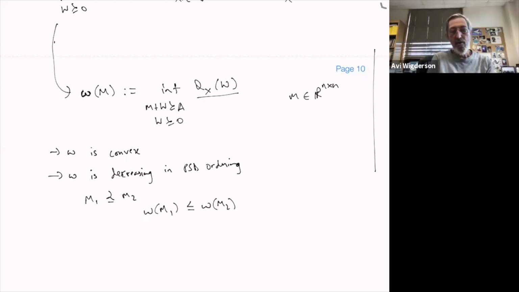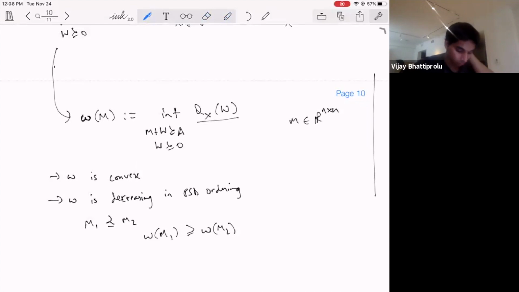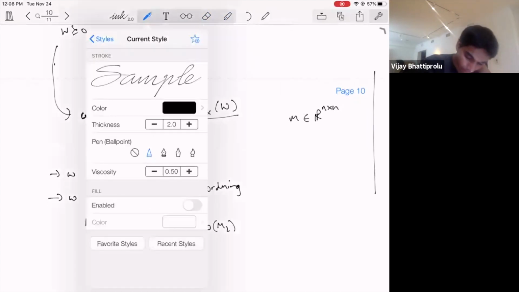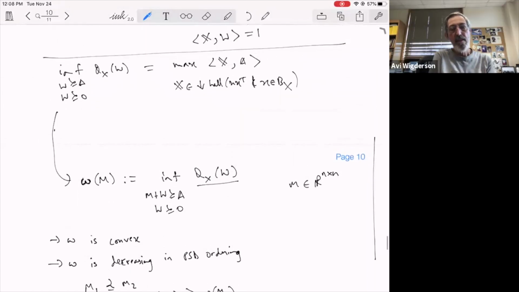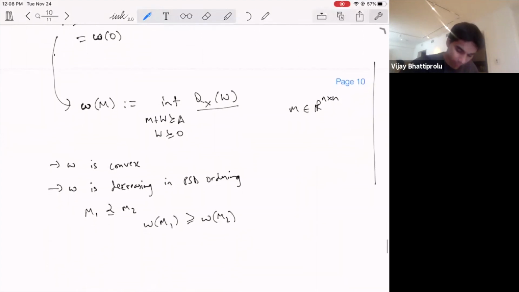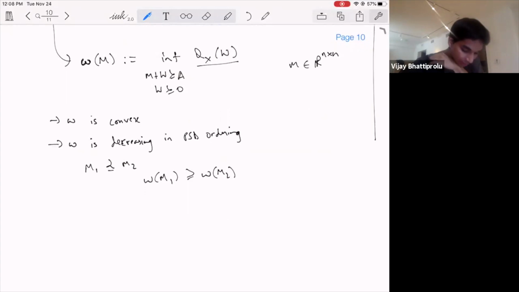Yeah, we really want omega of 0, right? That's what we want. Yeah, exactly. Good point. As Avi said, this is equal to omega of 0. So we want to show that this maximum is equal to omega of 0, the 0 matrix. So omega is convex and omega is decreasing.